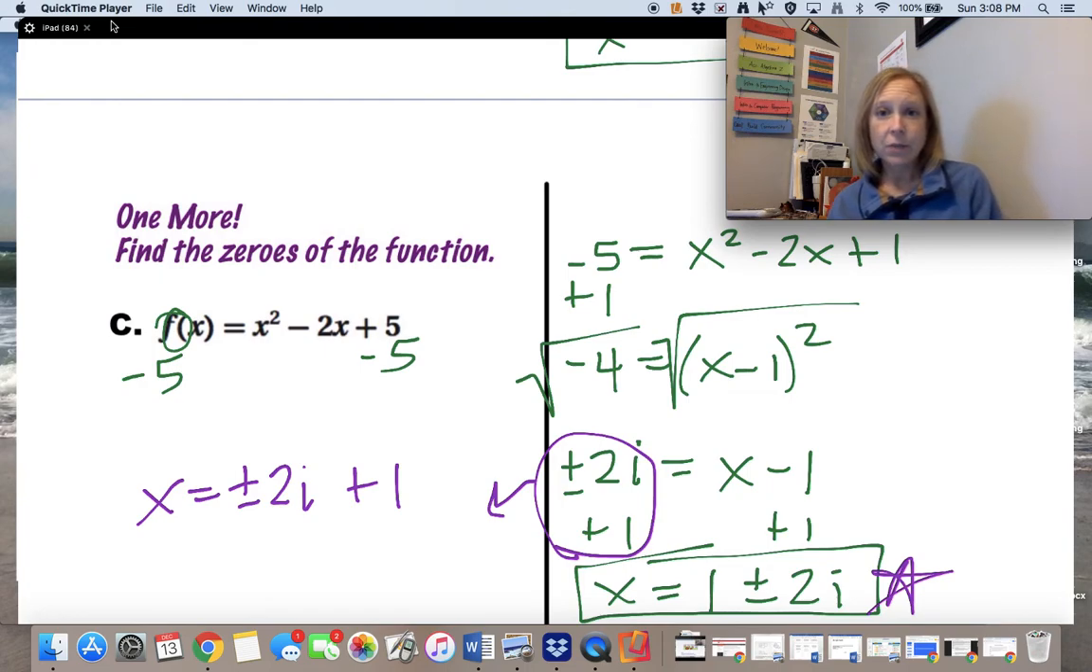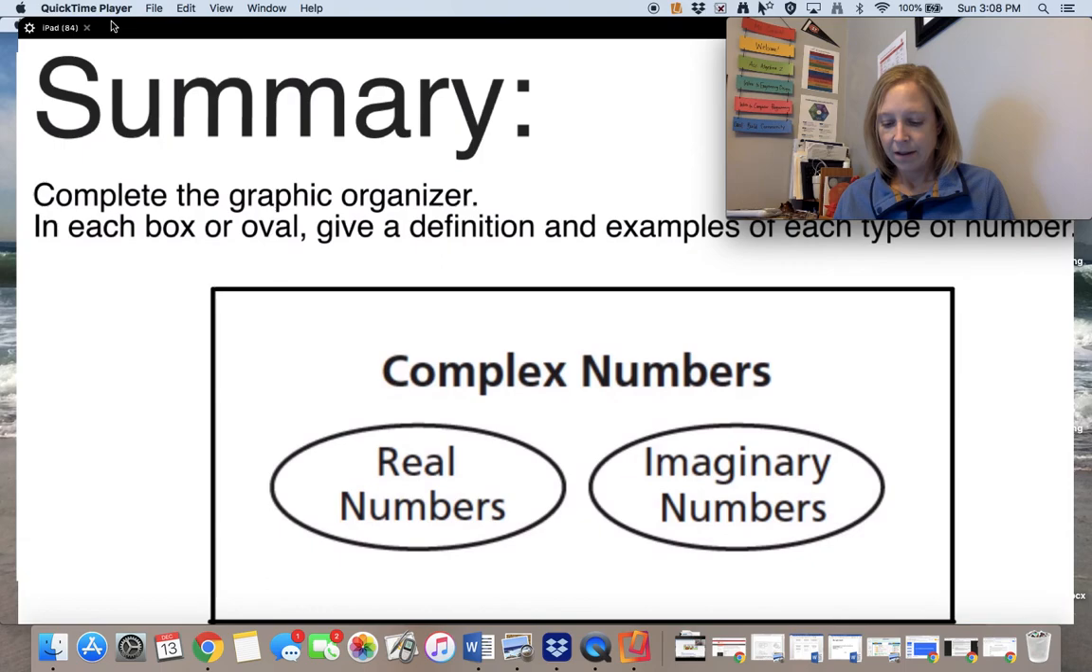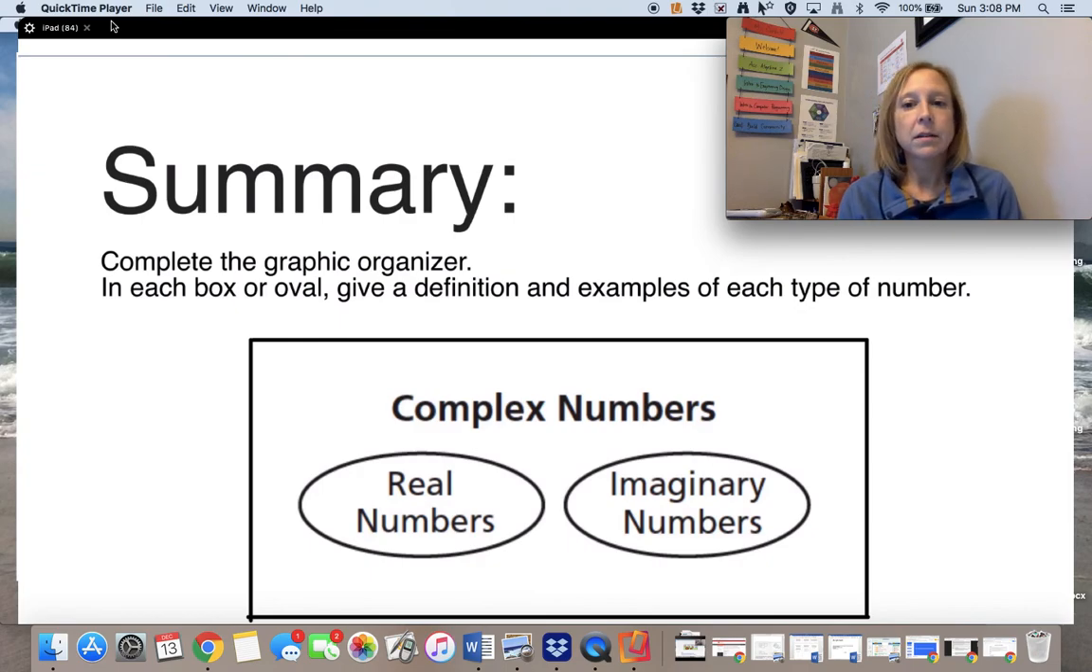So that's it for this week. So simplifying when we have a negative square root, solving when we have x squared equal to something negative, and then solving quadratic trinomials when we have complex solutions. So to summarize this, I encourage you to take a minute and see if you can give some examples of your own of real numbers, imaginary numbers, and complex numbers.